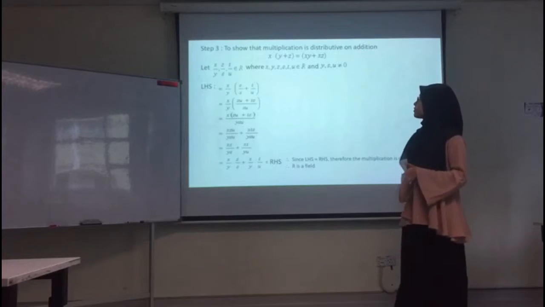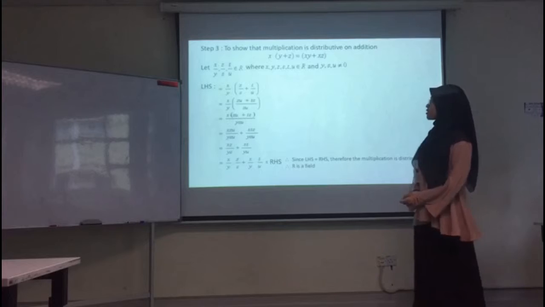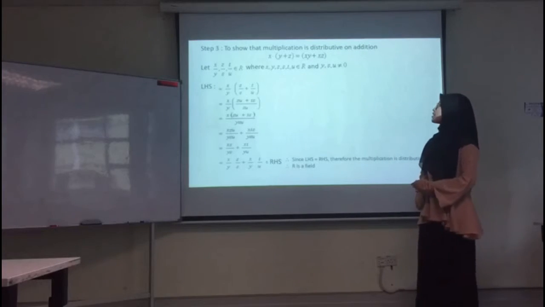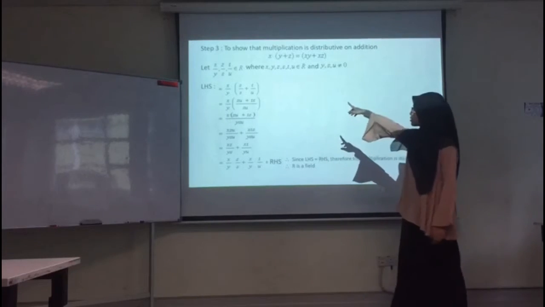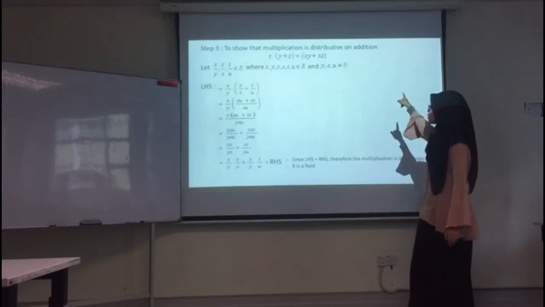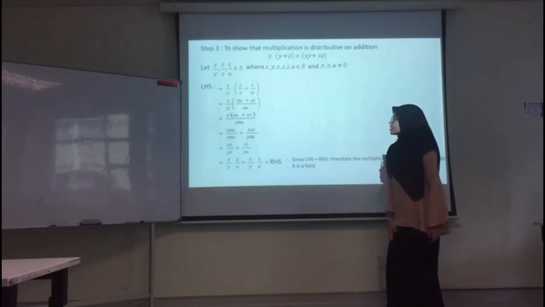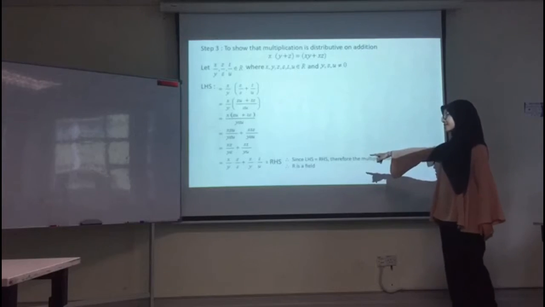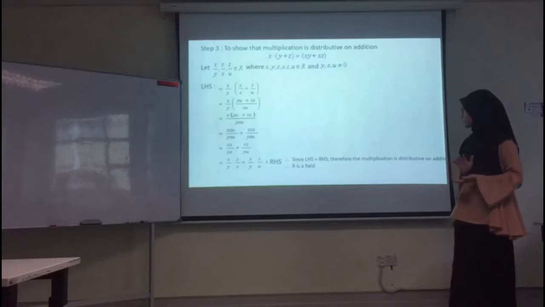Next step is to show that multiplication is distributive over addition. We have x dot (y plus z) equal to xy plus xz. So we let three elements in R, and the denominator is not equal to 0. So we find the left hand side first, then we get it equal to the right hand side. Since left hand side is equal to right hand side, therefore the multiplication is distributive over addition.